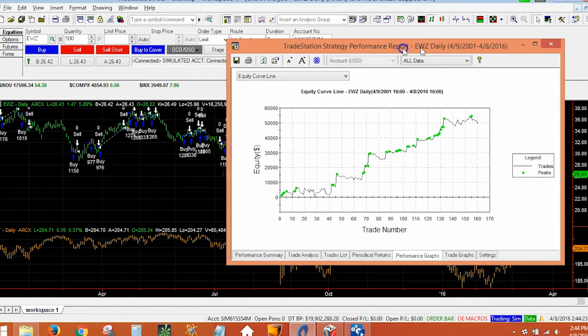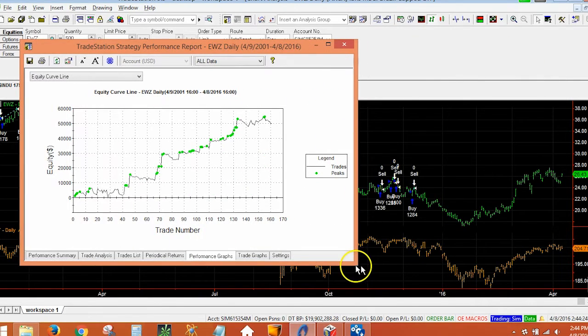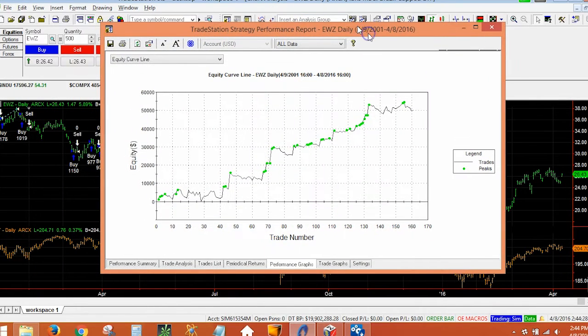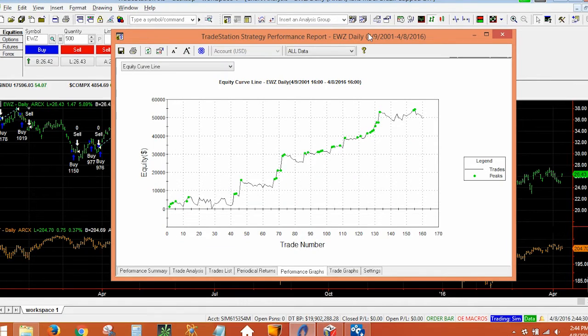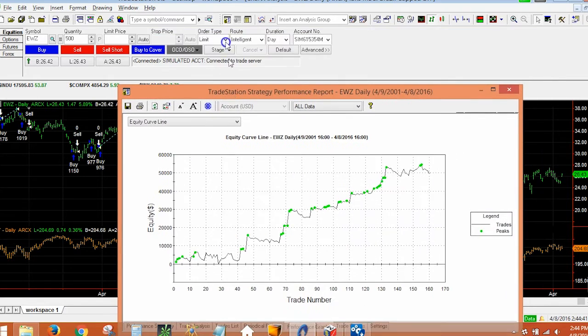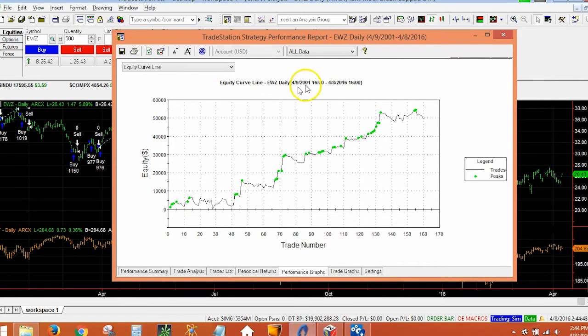This is an automated backtest from a script that I wrote, looking for a relative momentum system. So looking for things that are slightly stronger than the market to get long, and a couple other filters in there. You see I've got EWZ on here, it just happens to be the one that I'm looking at. You see this backtest from 2001 to 2016, and it's got pretty good performance. Some drawdowns in there, but generally speaking, I like it.